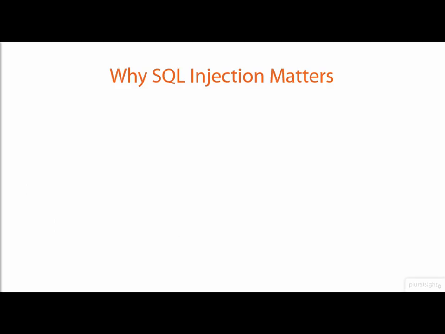Why does it matter? Why do we still care so much about this risk that's been around for so long? I want to break this down into 4 different categories. And the first one is discoverability. And the thing about injection risks is that they are really, really easy to find.